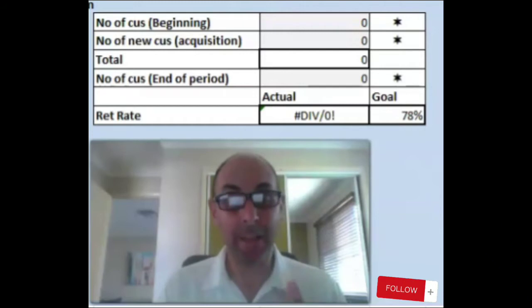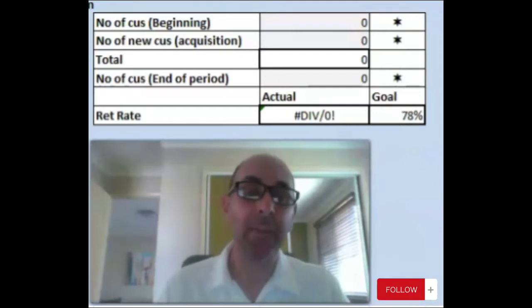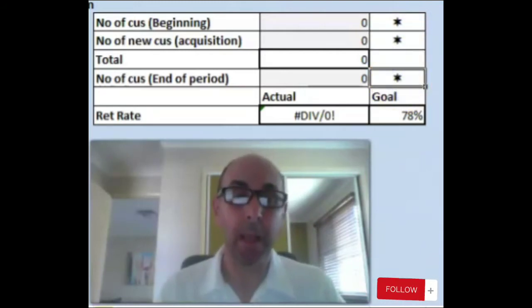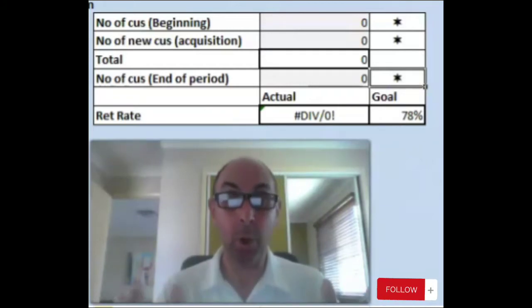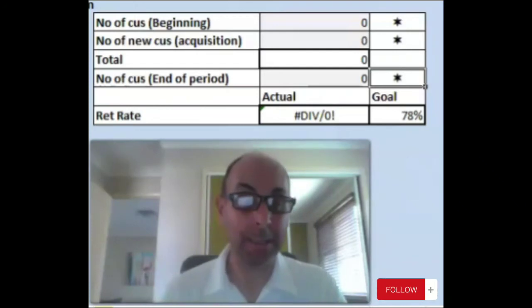However, what a template like this allows us to do is capture specific numbers. So we're not looking at revenue, we're not looking at profitability, we're just purely looking at customer numbers. And then you can see here I've put some little stars just because they're the areas that we're going to go and review after we've inputted those numbers.